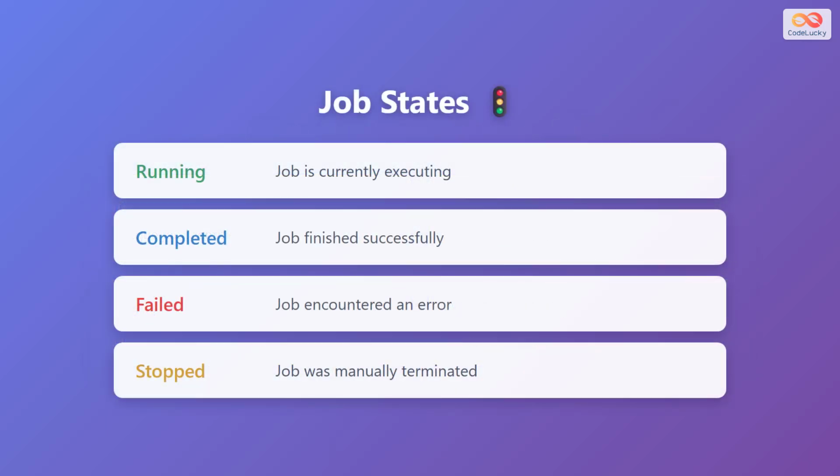Jobs can exist in several different states. Running means the job is currently executing and hasn't finished yet. Completed means the job finished successfully without any errors. Failed indicates the job encountered an error during execution and couldn't complete its task. Stopped means the job was manually terminated, either by you or by another process. Understanding these states helps you quickly identify which jobs need attention and which have finished successfully.